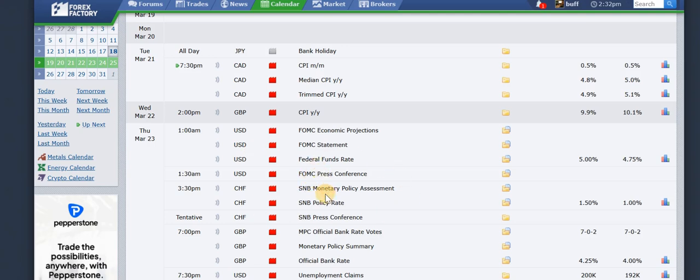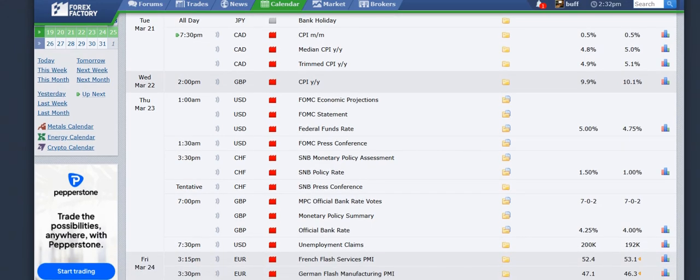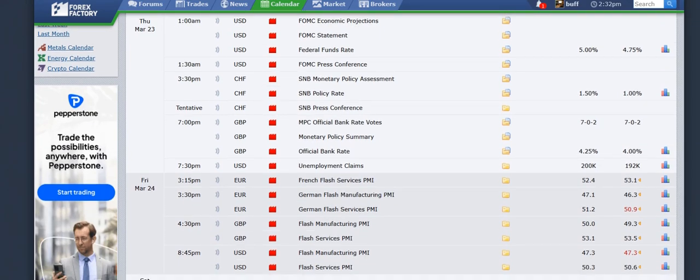And it doesn't get any better because then we have Swiss interest rate news. They're expecting a 0.5% rise, so that's the SNB policy rate, Swiss National Bank. And then we've got UK interest rate news, and they're expecting a 0.25% rate rise. So there's three interest rate news events in a row there. So just be super careful, late Wednesday night, all through Thursday.